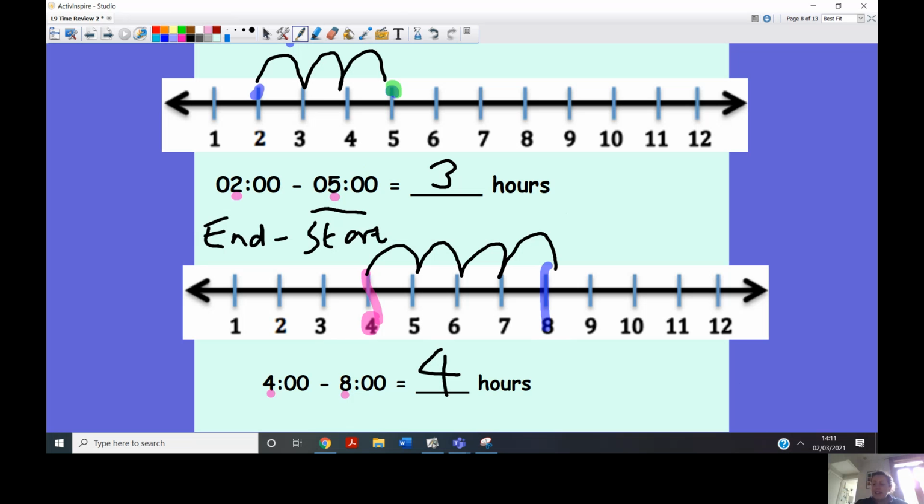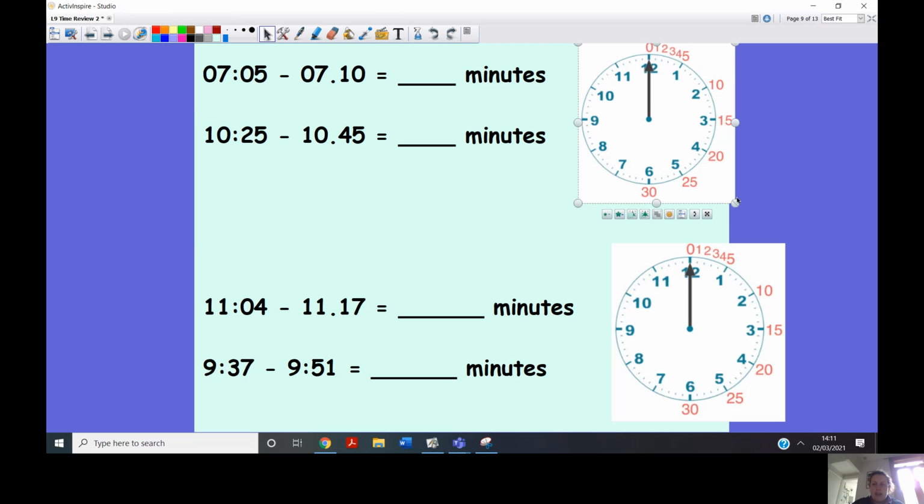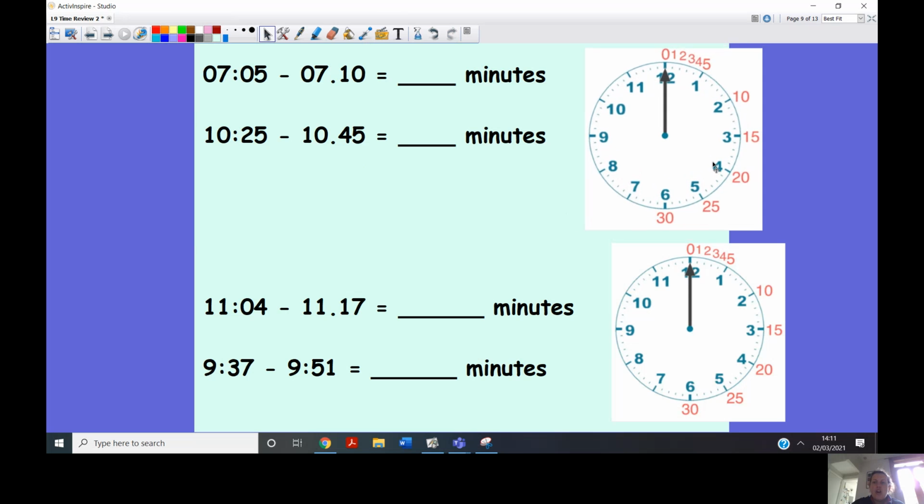But it's good to understand that each one of these intervals is an hour. Okay, well now we're going to look at within minutes. So our minute intervals. So I want you to imagine you have your clock here. Let me see if I make it a little bit bigger. There we go. Your clock here.